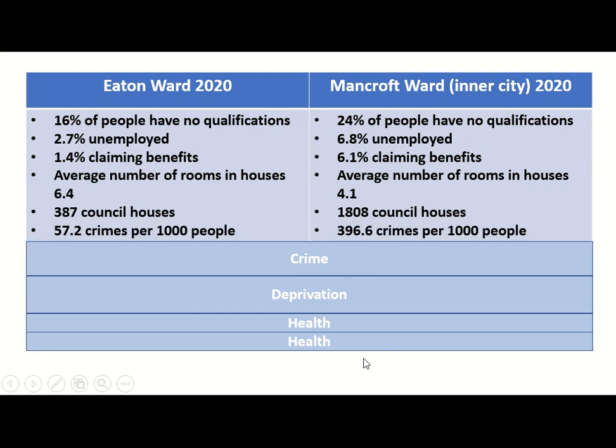Crime rates, 57 crimes per 1,000 people, 396 crimes per 1,000 people. So 8 times more crime, roughly, in Mancroft.